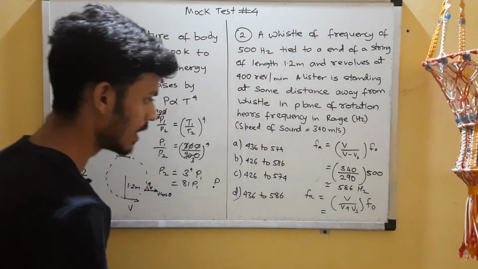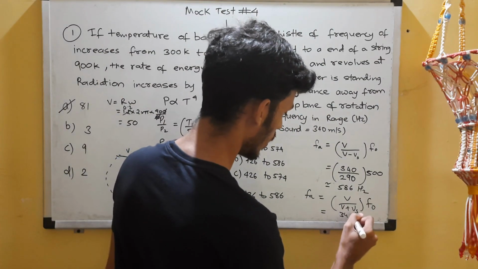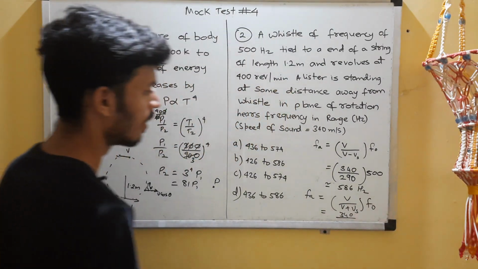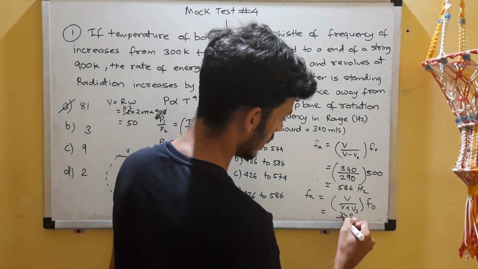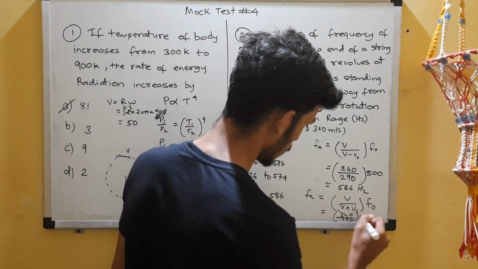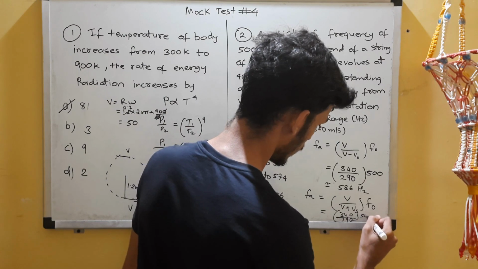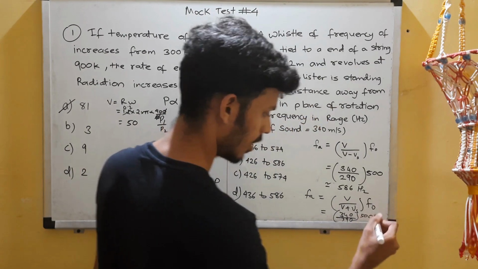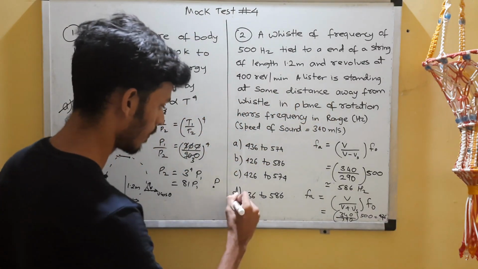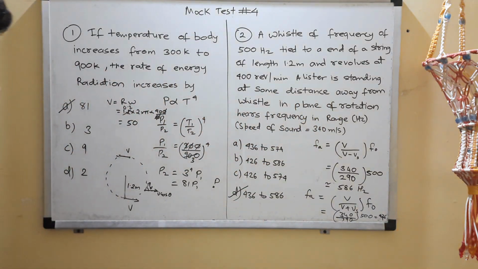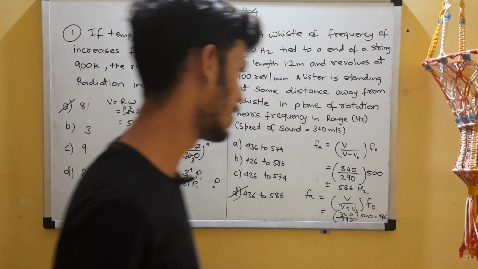So if you solve this, basically you'll have to put 340 divided by 340 plus 50, that is 390. And if you solve this, you'll get an answer around 436. So option D is the correct choice over here. I know that is a lot of work to do. Let me just summarize that.